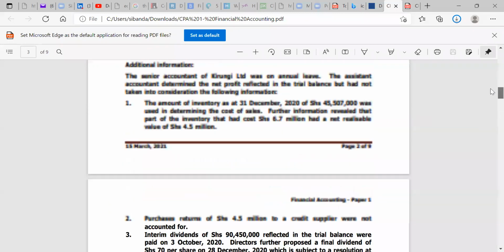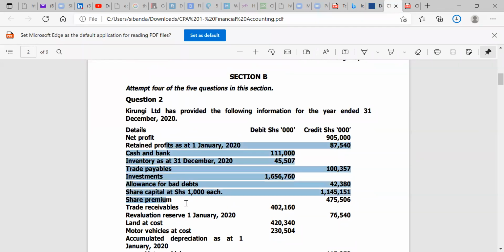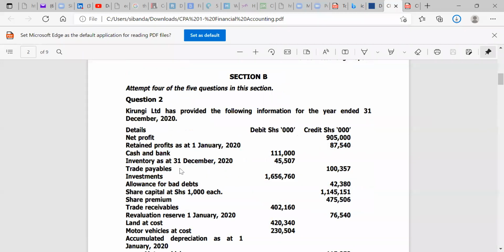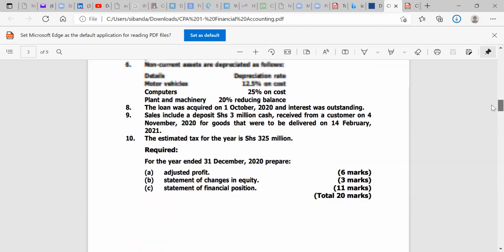And after you have done that, they ask you to prepare the statement of financial position, for which you can use this information. Like I told you, trade payables, those are current liabilities. Investments, these are included as non-current assets. Allowance for bad debts, these are deducted from your trade receivables. So you're able to use this information with the adjustments that you have at hand here.